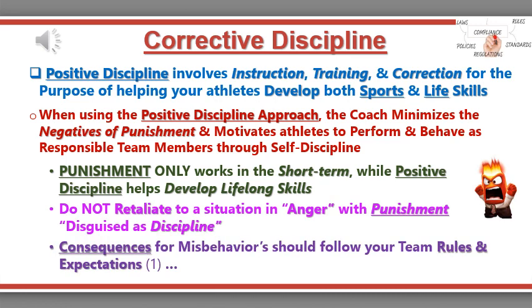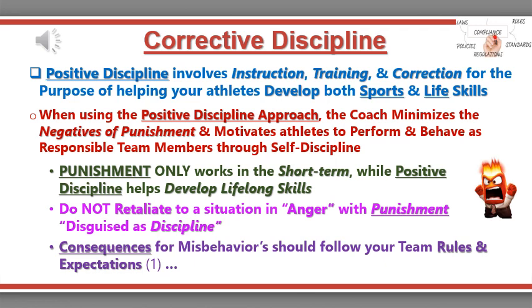So corrective discipline. So positive discipline involves instruction, training, and correction for the purpose of helping people or your athletes develop some kind of skills. So we're going to have to correct people on their sports skills. We're going to observe them, see what they're doing wrong. We might see that their elbow's out here, they're stepping with the wrong foot, they're not following through, they're not keeping the eye on the ball, they're dipping their head.